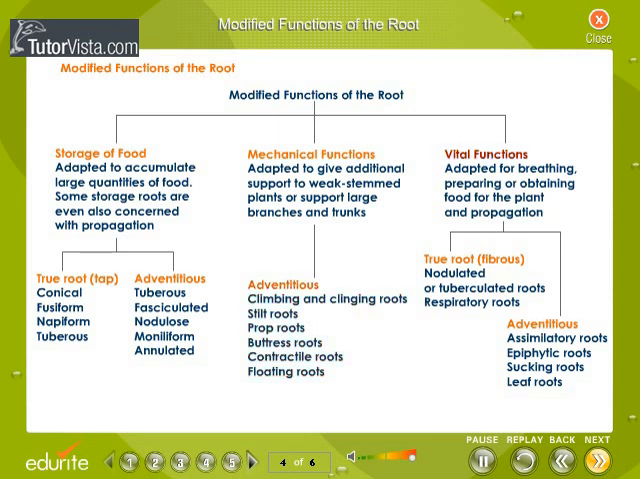Vital functions. True or fibrous root and adventitious roots show certain vital functions. Vital functions are adapted for breathing, preparing or obtaining food, and propagation of the plant. True or fibrous roots may be nodulated or tuberculated roots and respiratory roots. Adventitious roots may be assimilatory roots, epiphytic roots, sucking roots, and leaf roots.